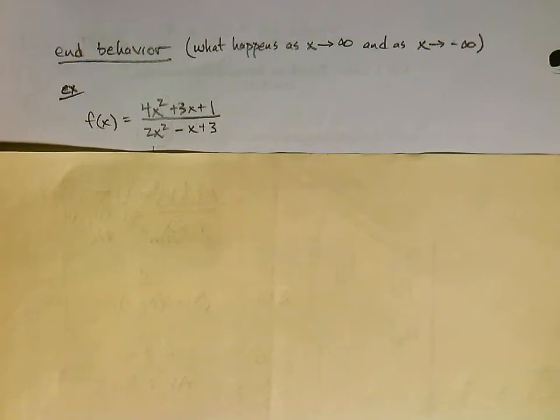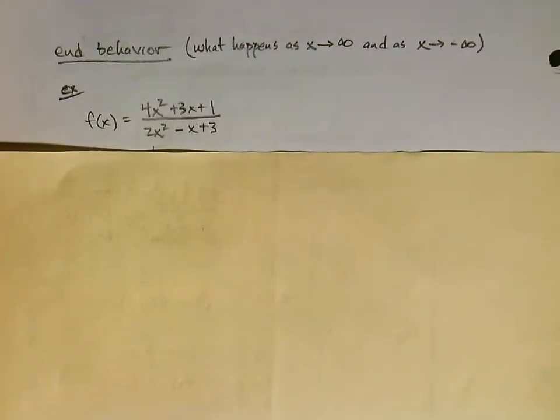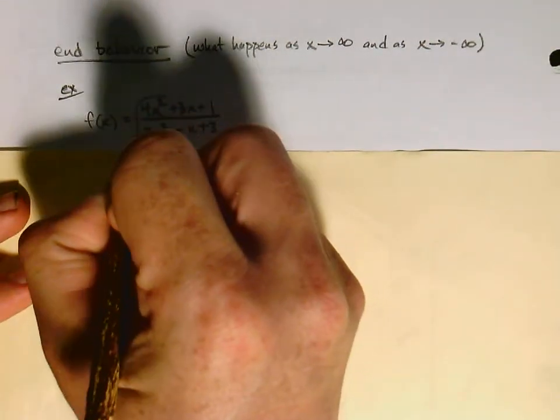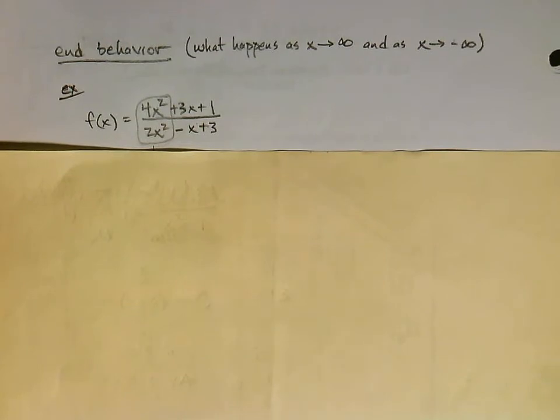So let's say we had the function f of x equals 4x squared plus 3x plus 1 all over 2x squared minus x plus 3. What is the end behavior there? Well, we have to think of it in both directions. And the trick is you can focus just on the highest powers of x in the numerator and in the denominator. I like to circle them. So the terms with the highest powers, that's the 4x squared and the 2x squared.